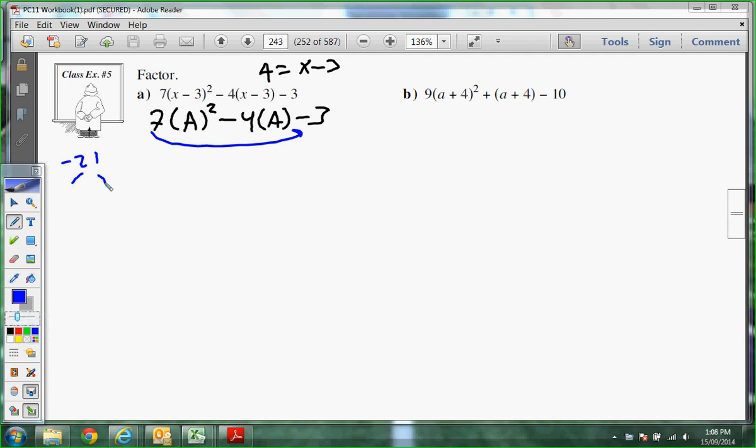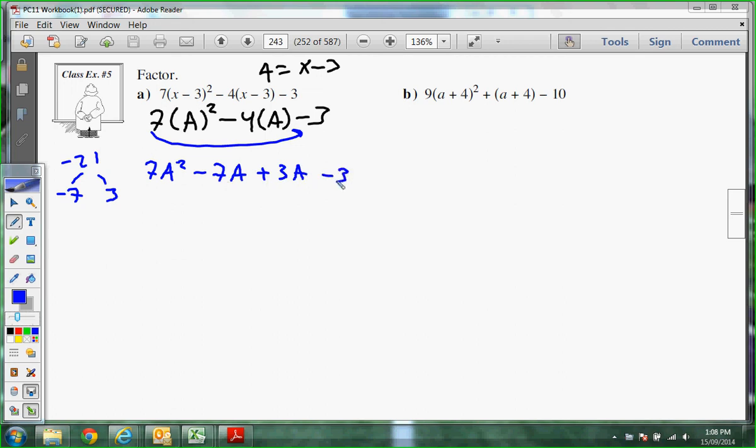Okay, what do you think, Spencer? Factors of negative 21 that are 4 apart. So two things that multiply to get 21 that are 4 apart. Like what numbers multiply to get 21? Okay, good. Negative 7 and 3. So I'm going to insert those in and just put an a on them. Don't put the x minus 3 yet, just put an a on them. So I'm going to go 7a squared minus 7a plus 3a minus 3.